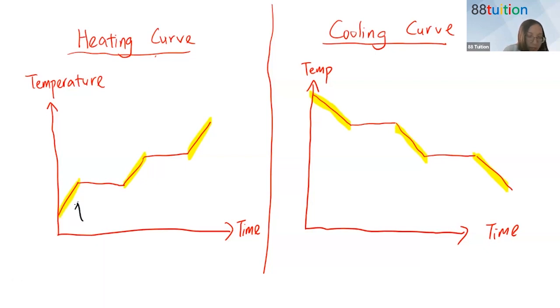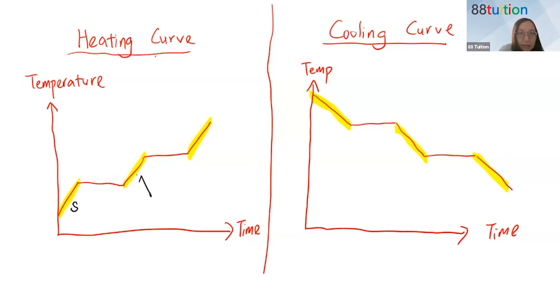Can everyone tell me what this is? Type into the chat. What state is this? Is it a solid, liquid, or gas? This is a heating curve. I'm heating a substance. So what state is this? Is it a solid, liquid, or gas? If you're not sure, just write IDK. So what state is this? Why don't I start off for y'all? This first slope is solid state.